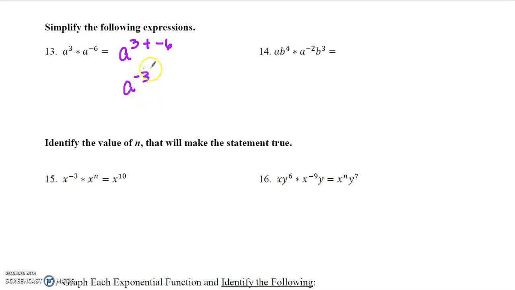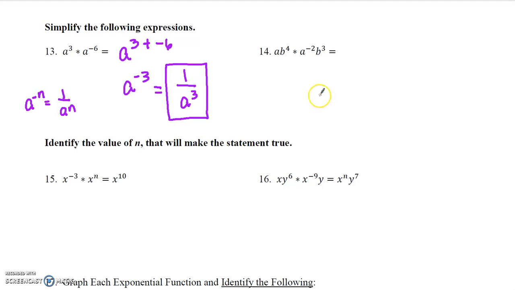Now, issue here. Do I leave it with a negative exponent in my answer? And that answer would be no. So now the rule for that is, do you remember if we have a negative exponent, we write the reciprocal. Recall that? Okay, so I'm going to have to rewrite this as 1 over a to the positive 3.